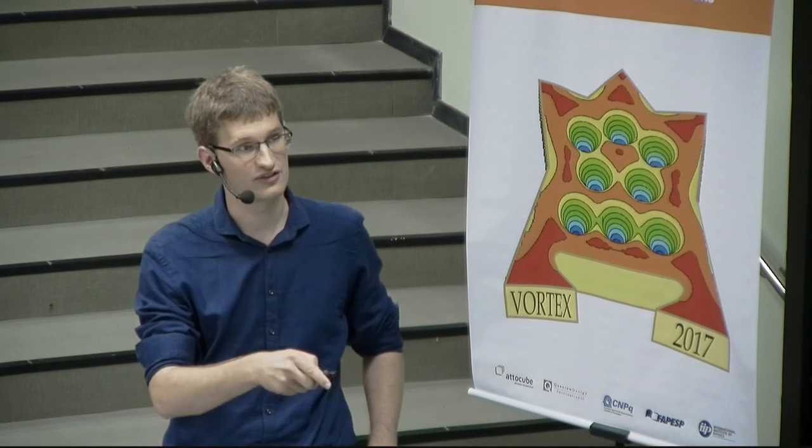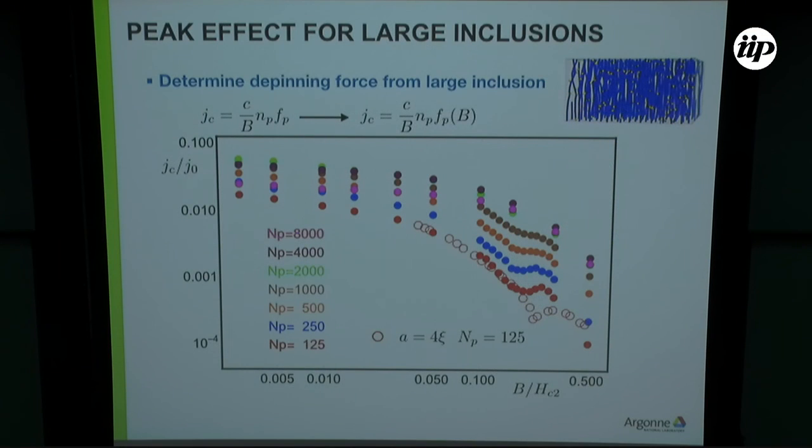Now again, we have a field dependence of the pinning force, and if we translate it back into our critical current versus field diagram, we see that we have a very nice reproduction of this data. And the understanding that we now have is that this non-monotonicity, which we have here, is associated with the transition of two different minimal energy states.